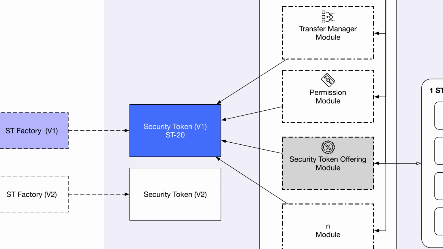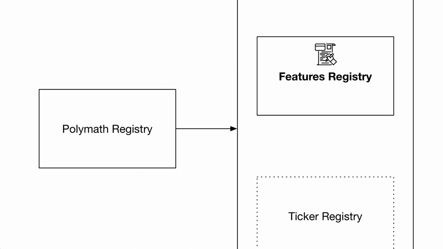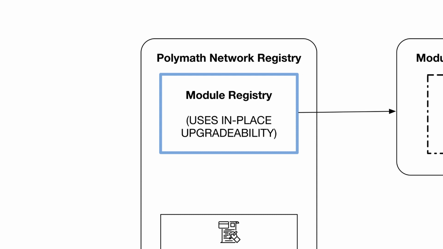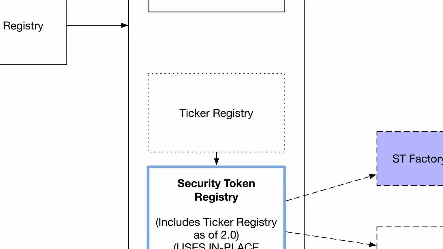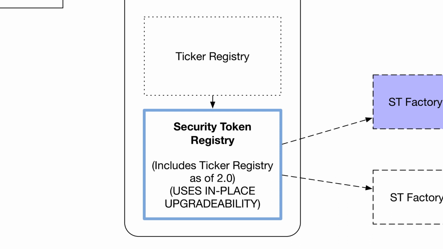Going back, the way the whole Polymath network works is we have a Polymath registry way over here, which keeps a reference of the addresses of all the other registries. These other registries are right here: the module registry, the features registry, the security token registry, which includes a ticker registry of your token. Let me just go over those right now. I'm going to start with the security token registry.